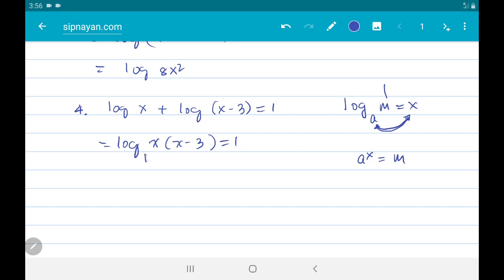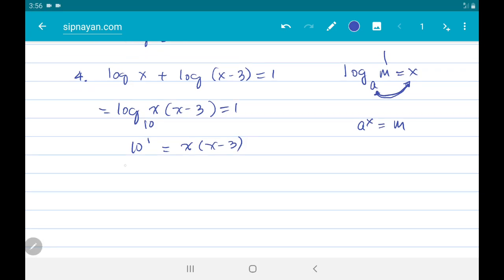So, meaning, pag base 10 ito, anong gagawin natin? 10 to the first power, pag gagawin natin exponential form. So, 10 to the first power equals x times x minus 3. Meaning, 10 equals x squared minus 3x. Moving 10 to the other side, so magiging x squared minus 3x minus 10 is equal to 0.